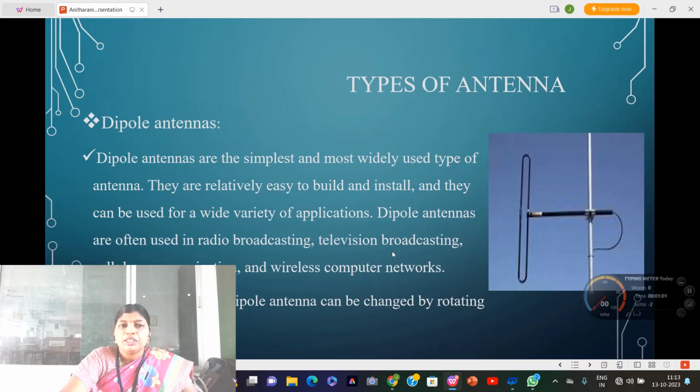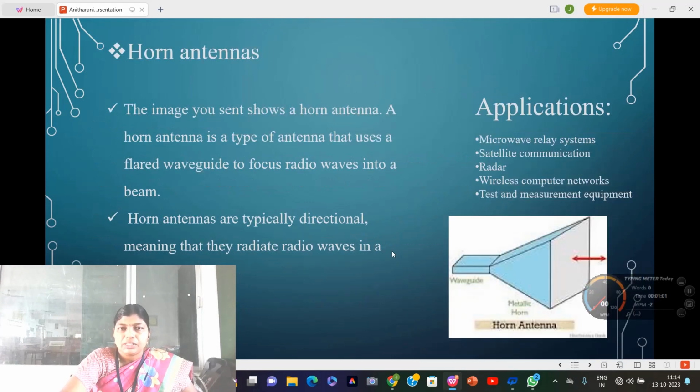Types of antennas. The first type is the dipole antenna. This antenna was used majorly in the 80s and 90s and is the most widely used. Dipole antennas are the simplest and most widely used type of antenna. They are relatively easy to build and install, and they can be used for a wide variety of applications. Dipole antennas are widely used in radio broadcasting, television broadcasting, cellular communication, and wireless computer networks. The polarization of the dipole antenna can be changed by rotating the antenna by 90 degrees.